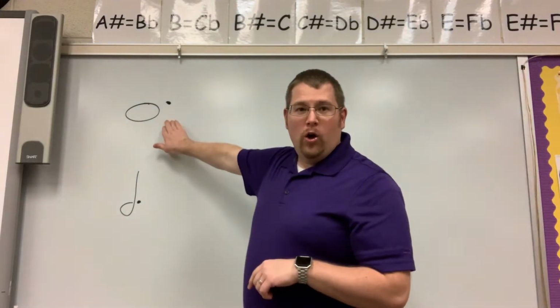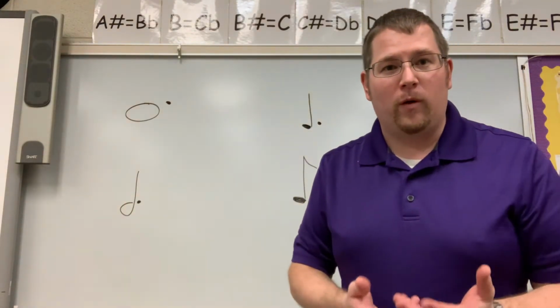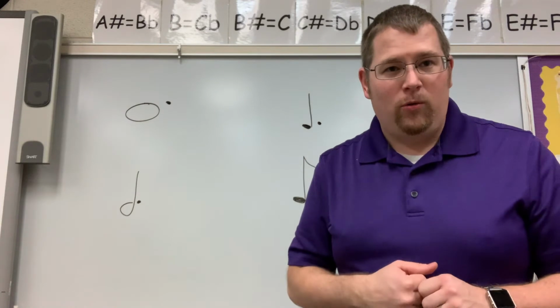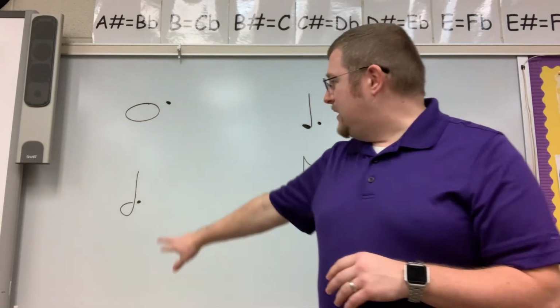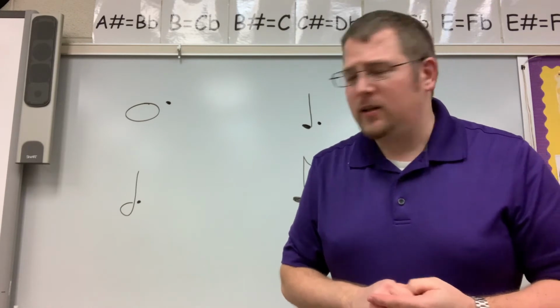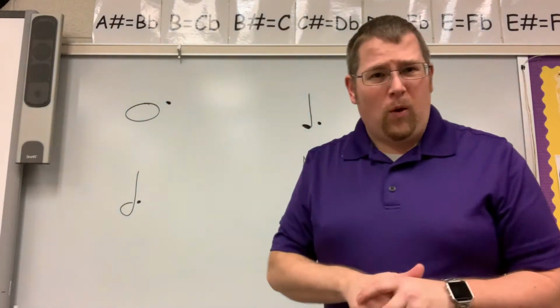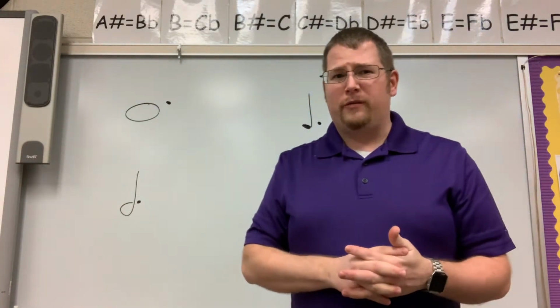Here I have a whole note. Okay, we all know a whole note is worth 4 beats. That dot next to that whole note is worth 2. Altogether, that is worth 6 beats. This half note is worth 2 beats. A dot next to that is worth 1. Altogether, that is worth 3 beats. Sounds like a lot of math to me.